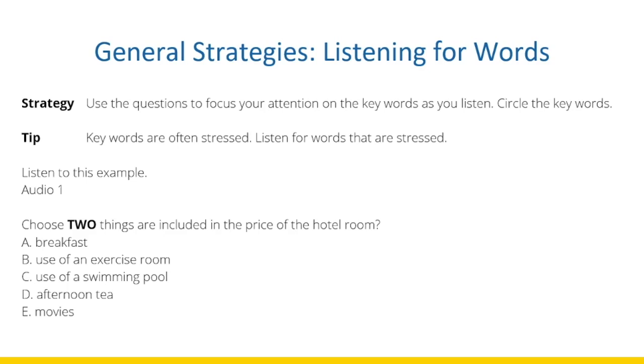So here we have an example of a similar task. We have the following question: Choose 2 things that are included in the price of the hotel room. In this case, the word 2 is emphasized. You have 5 different options, A, B, C, D, and E, and from these 5 options you have to pick only 2 things. So please pay attention when you are listening and circle the keywords, such as this one. Your keywords in this question would be 2 and included in the hotel room. So make sure you're listening carefully and always circling the keywords. It will help you to stay focused.